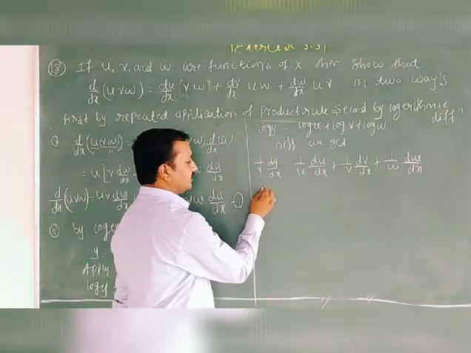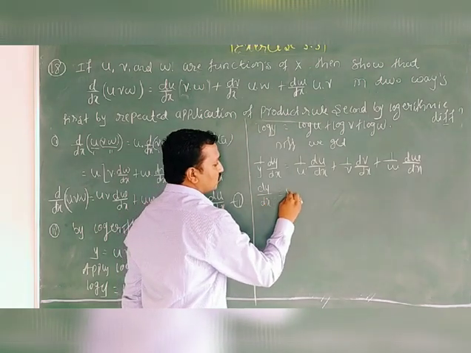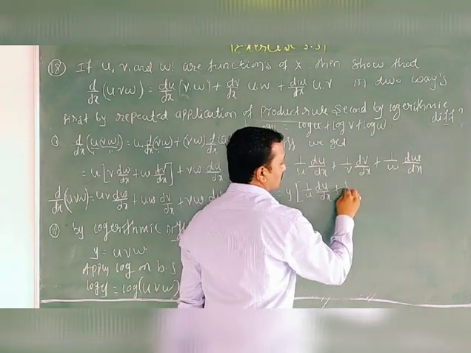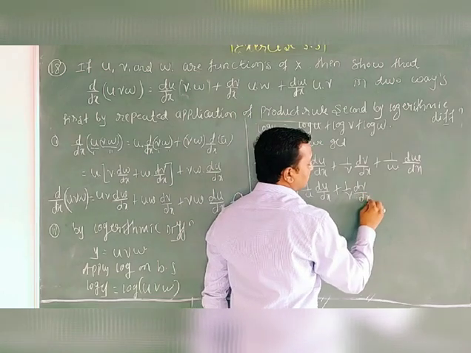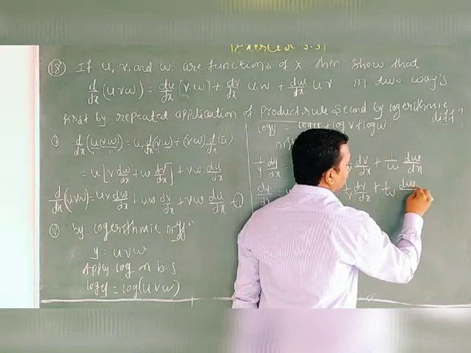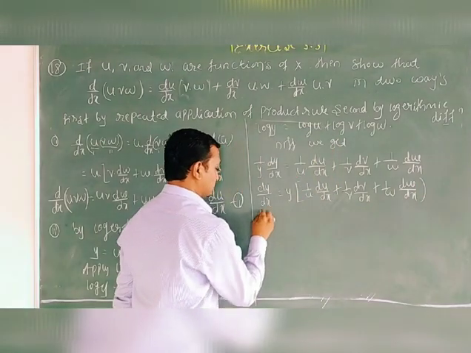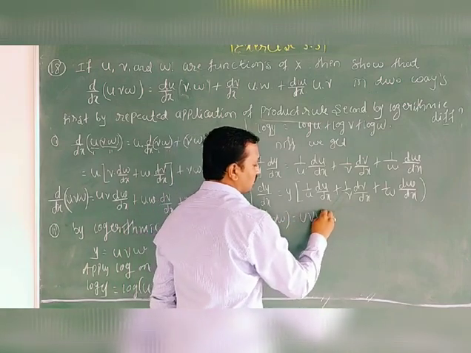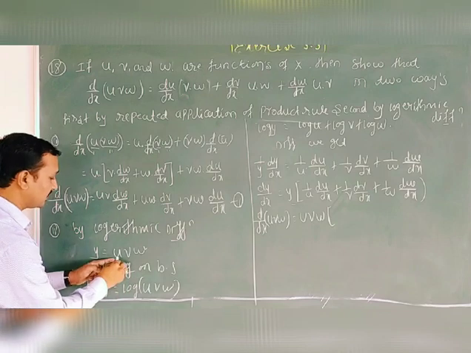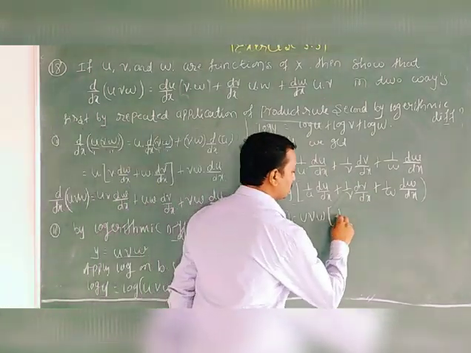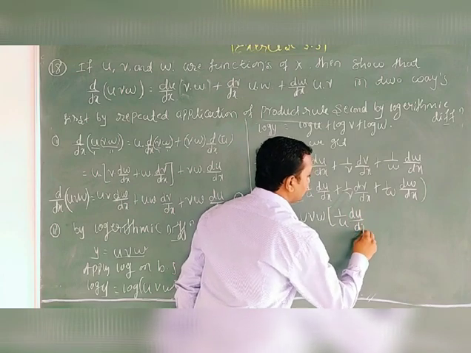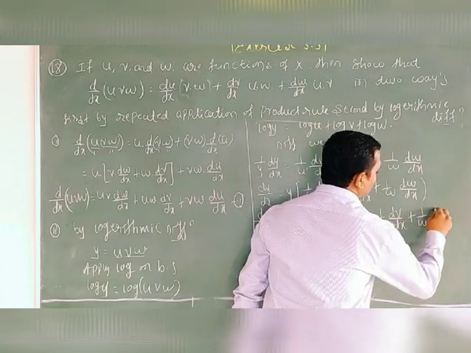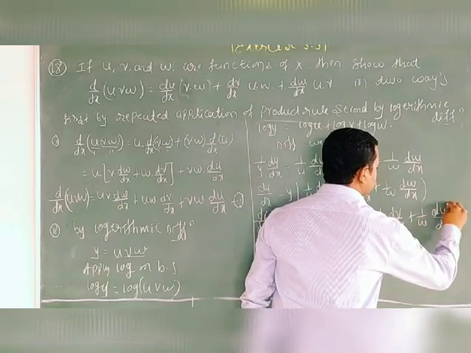Very simple. Then dy by dx is equal to y in the bracket same terms: 1 by u into du by dx plus 1 by v into dv by dx plus 1 by w into dw divided by dx. Put the value of y. So what is our y? y is u v w. Okay, in the bracket 1 by u into du divided by dx plus 1 by v into dv by dx plus 1 by w into dw divided by dx.